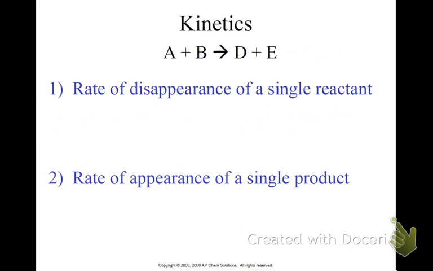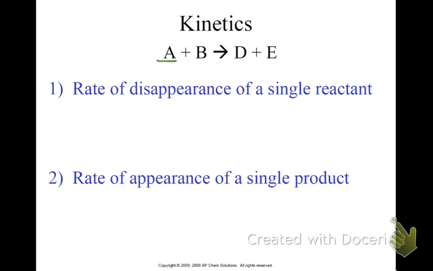Okay, so here's a generalized equation. A plus B yields D plus E. When we take a look at this reaction right here, we can use it to figure out the rate of the disappearance of a single reactant or the rate of appearance of a single product. Remember, in a reaction like this, reactants react to yield products. So we could take a look at the rate of disappearance of A, because over time A is going to disappear as it forms into products. It's going to get used up.